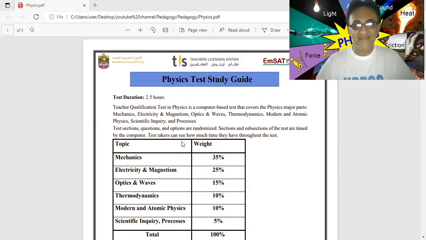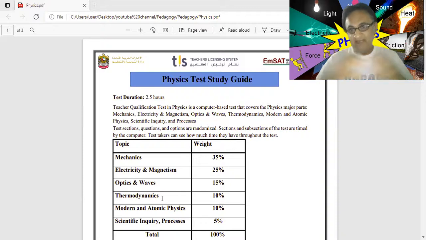As you can see, each topic has a different weight. The highest weight is 35%, and then 25, 15, 10, 10, and 5%. So most of the questions will be on mechanics, then electricity and magnetism, after that optics and waves, and then thermodynamics, modern and atomic physics, scientific inquiry and process.